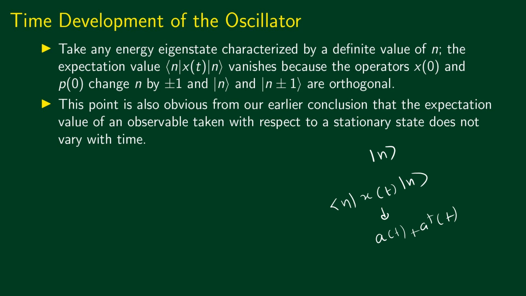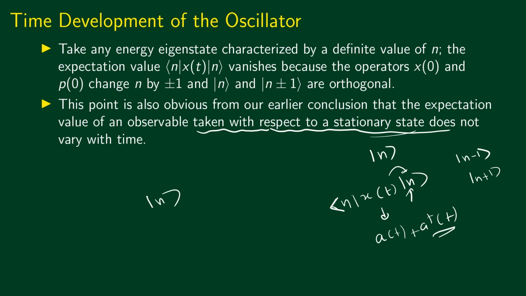Alright. Now a of t acting on ket n takes it to a state ket n minus 1. Right? And a dagger of t acting on ket n takes it to a state ket n plus 1. So when we take the inner product with bra n here, these are going to give values 0 because of orthonormality. This is also obvious from our earlier conclusion that the expectation value of an observable taken with respect to a stationary state does not vary with time. So if the state is an energy eigenstate, then the expectation values do not change with time. Right? The expectation values do not oscillate, they don't even change with time.